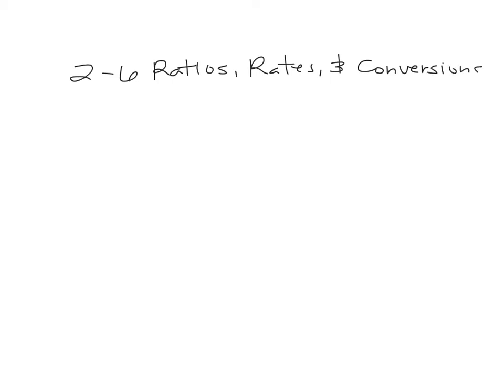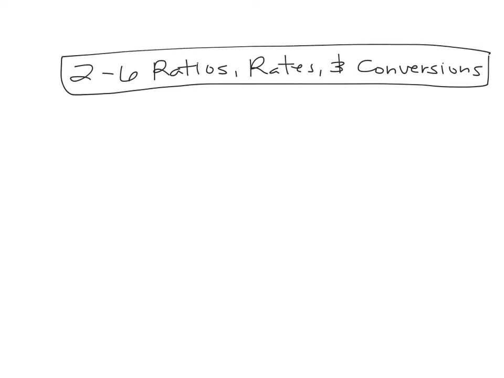All right, so 2.6, we're just going to combine A and B because B is really just one example. So I'm just going to teach it all to you in one shot today. But it is ratios, rates, and conversions. Conversions are one of my favorite things ever. So hopefully you love them too. All right, here's what we're doing.